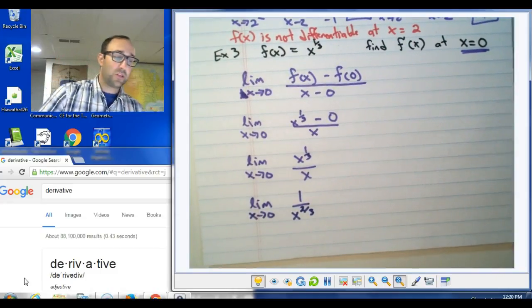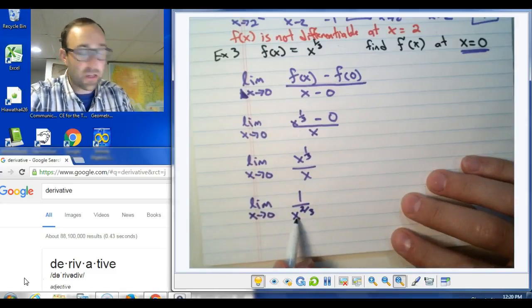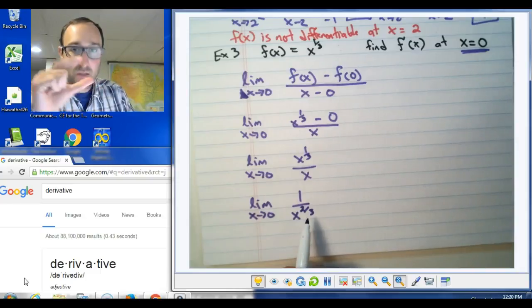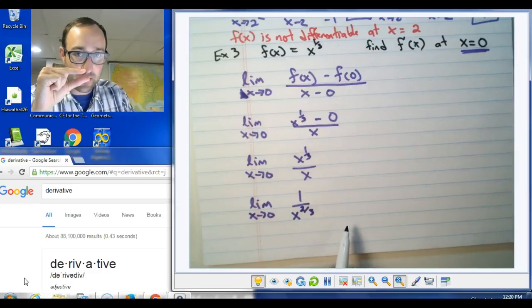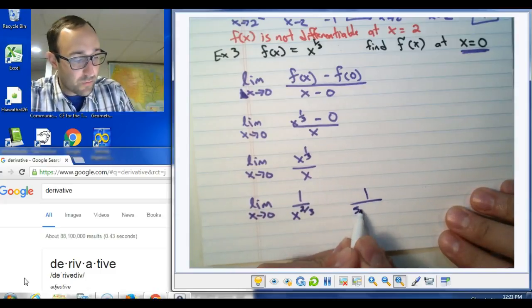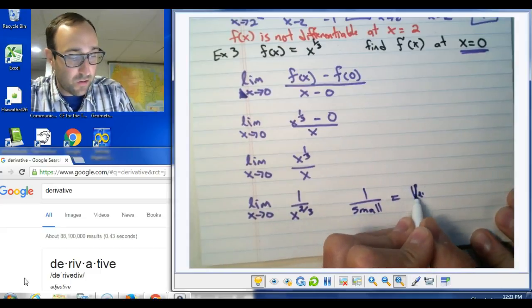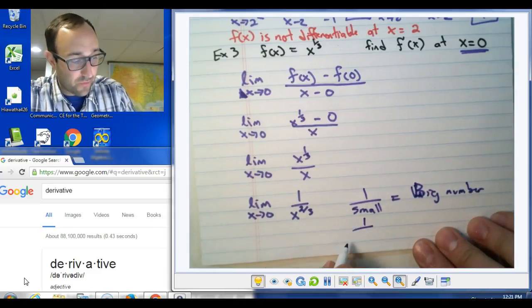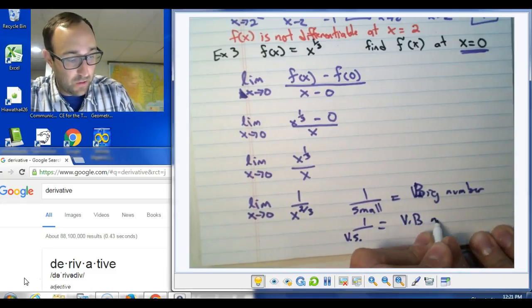Okay, so now let's think about this. As x gets really close to 0, x to the 2/3 is going to get really close to 0, right? If you take 0.1 to the 2/3, it's going to be a very small number. 0.01 to the 2/3, it's going to be a very, very small number. We're going to keep on going, and it's going to get very, very small, which means 1 over a small number is going to equal a very big number.